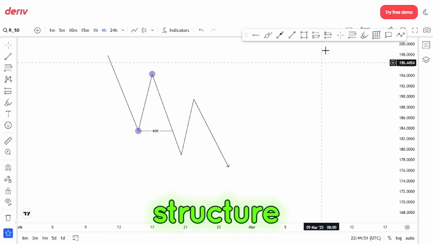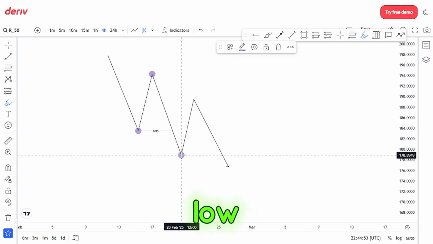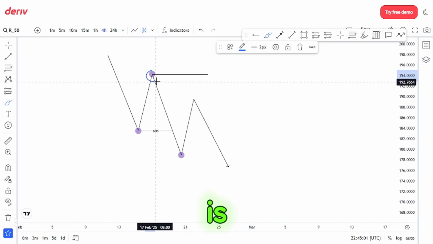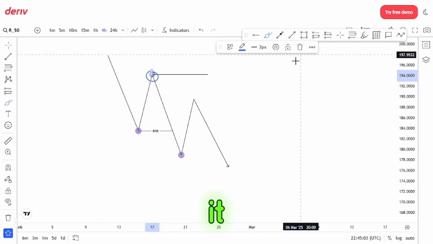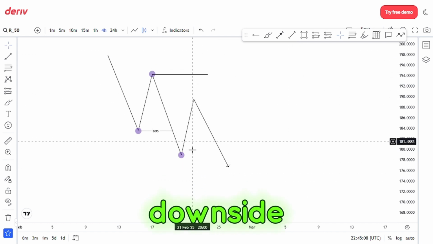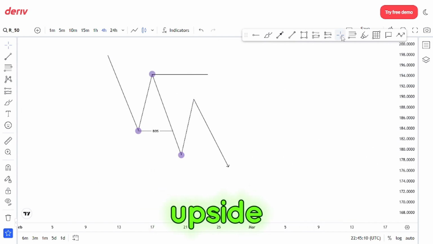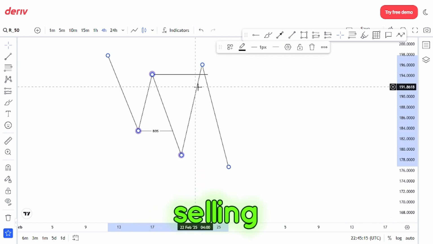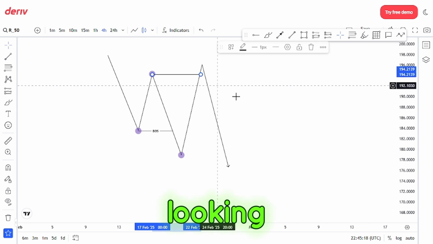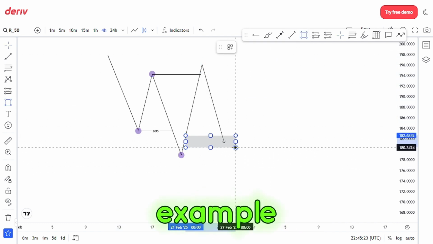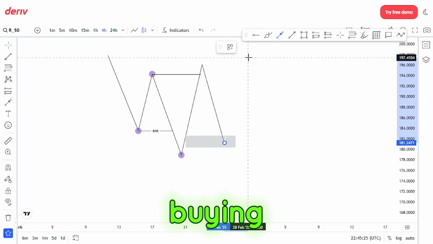So after having a break of structure, it means that you have a new low around here, then you have a high around this point here. So this high is protected, and whenever the market breaks it, it means that you have a change of character, and then the market is no longer pushing to the downside but going to the upside now. You're no longer going to look for selling opportunities, you are now looking for buying opportunities, whereby you get the demand around this point, then you look for buying opportunities.